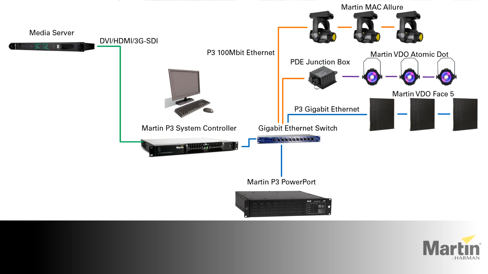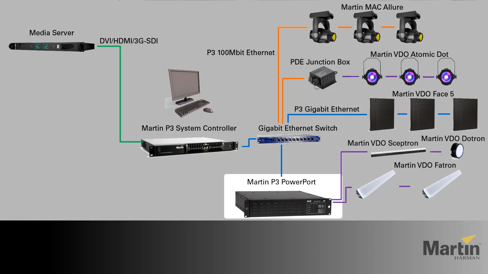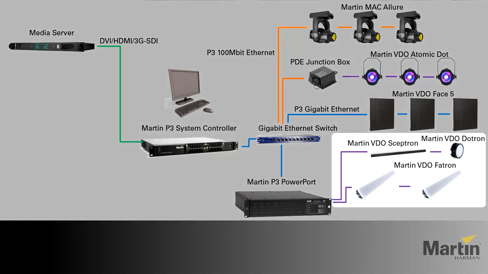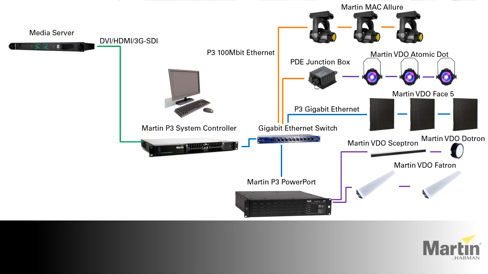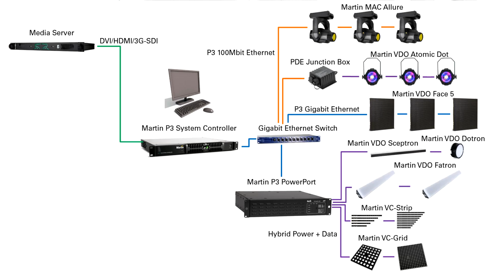Some fixtures require an external power supply, and for this the Martin P3 power port is available, which connects also with Gigabit Ethernet. On the output side, the P3 power port can feed fixtures such as the Video Skeptron, Video Dotron and Video Fetron, receiving power and data over one single hybrid cable. Products such as the VC Strip and VC Grid are added to the system the same way and also receive low voltage power and data from the P3 power port.